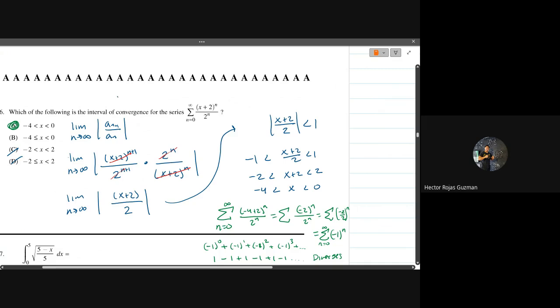Oh, you know what? I'll put a little note here. Ratio test. And if you need more examples, you can check out the homework where we talked about interval of convergence. I don't have to write that. It's right here.